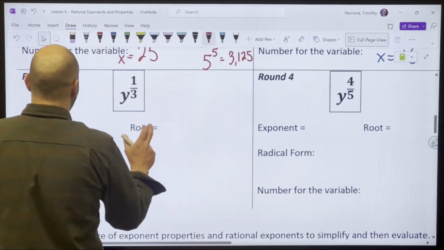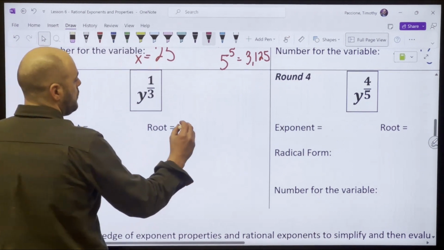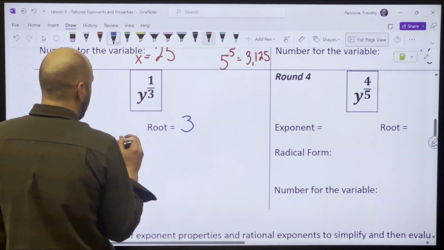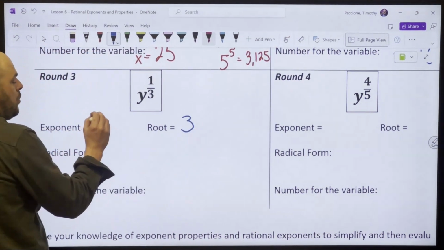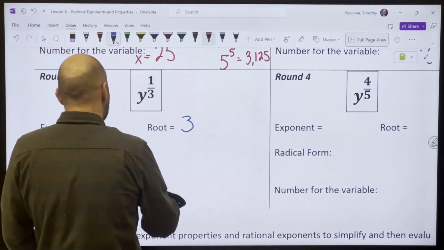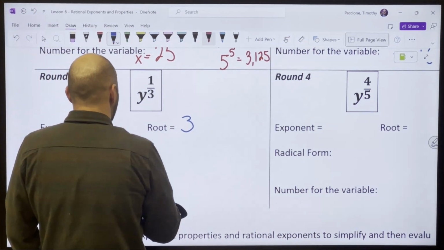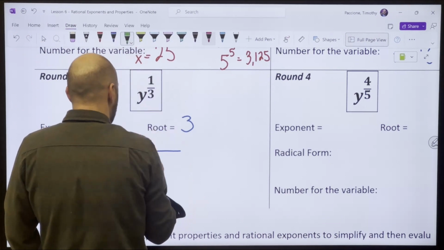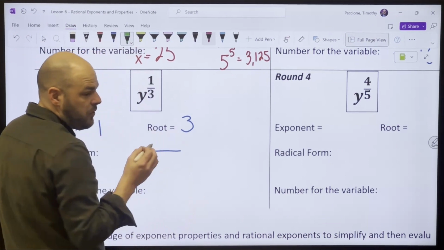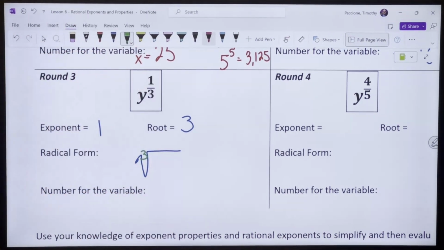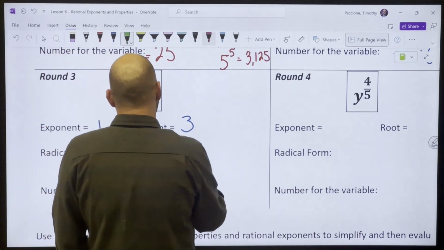Y to the 1/3. What's my root? What's my exponent? 1. Okay, so then I set up my radical. I put a little 3 in there, and then I raise it to the 1. I mean, you could, but what do we know anything to the 1/3 is? That's one of the first things we learned, right? To the 1 over something is just that root. So we can just say the 3rd root of y.